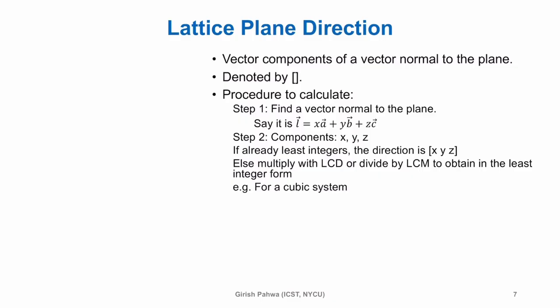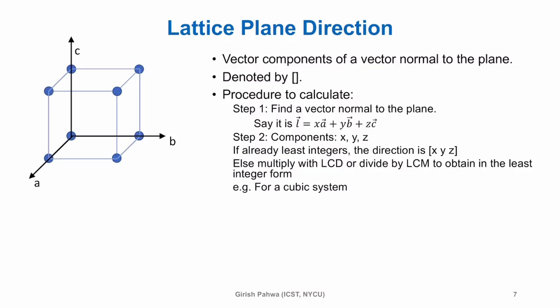So for a cubic system, what do we have? This is the cubic system, right? Now what will be a vector, say, which is normal to this plane?